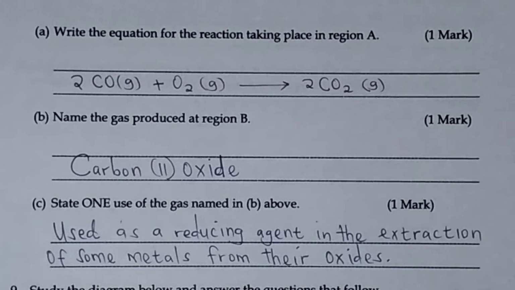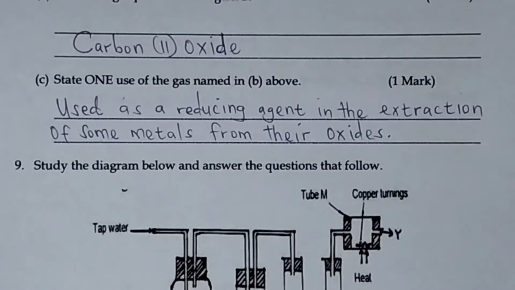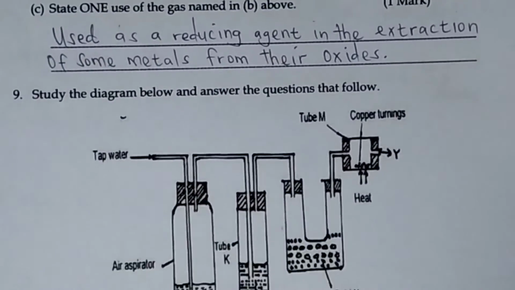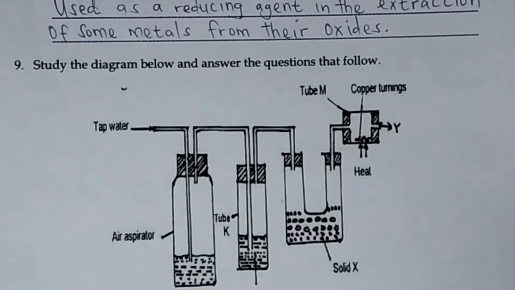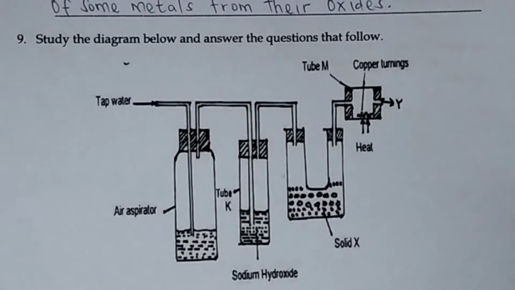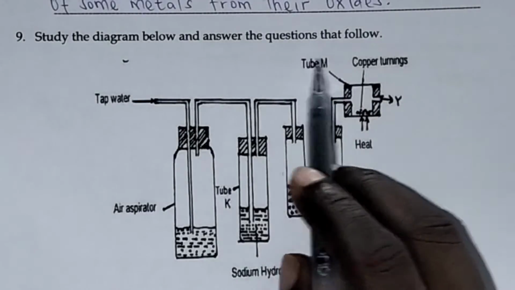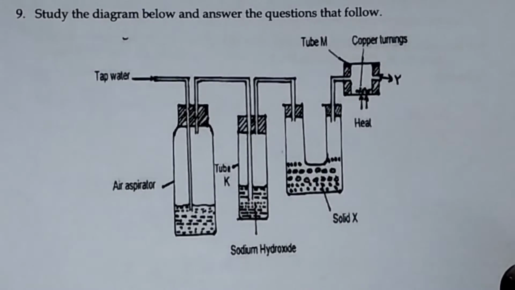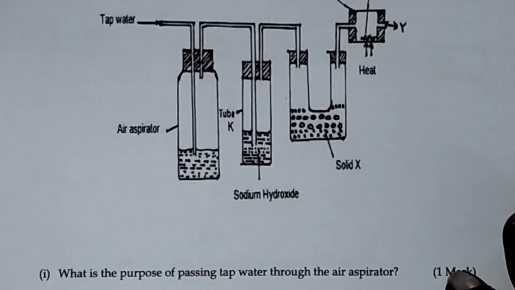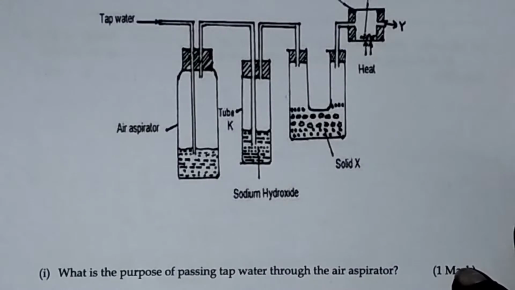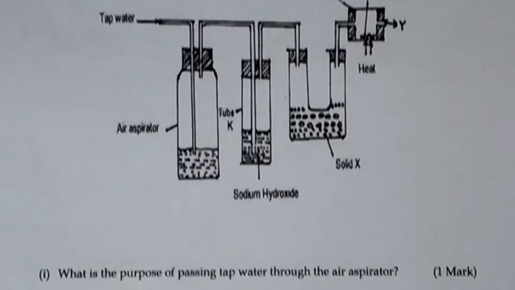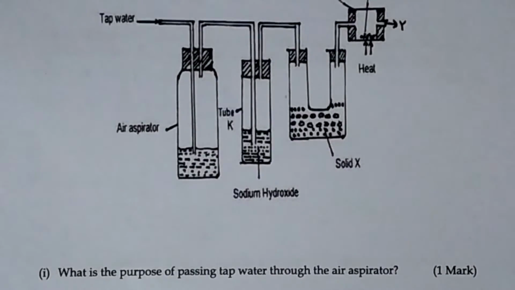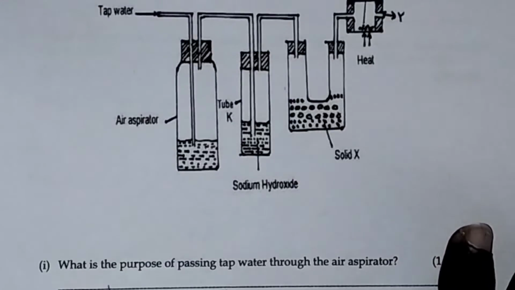Okay, question number 9. We are told to study the diagram below and answer the questions that follow. We have tap water, an air aspirator, tube K, solid X, tube M, and copper turnings which are heated in a combustion tube. The first question: what is the purpose of passing tap water through the air aspirator? The reason is in order to drive out air.